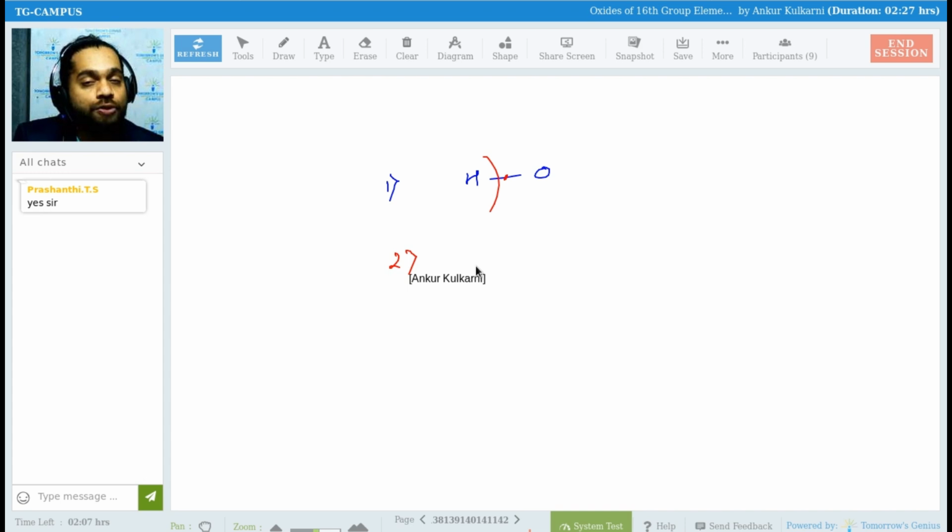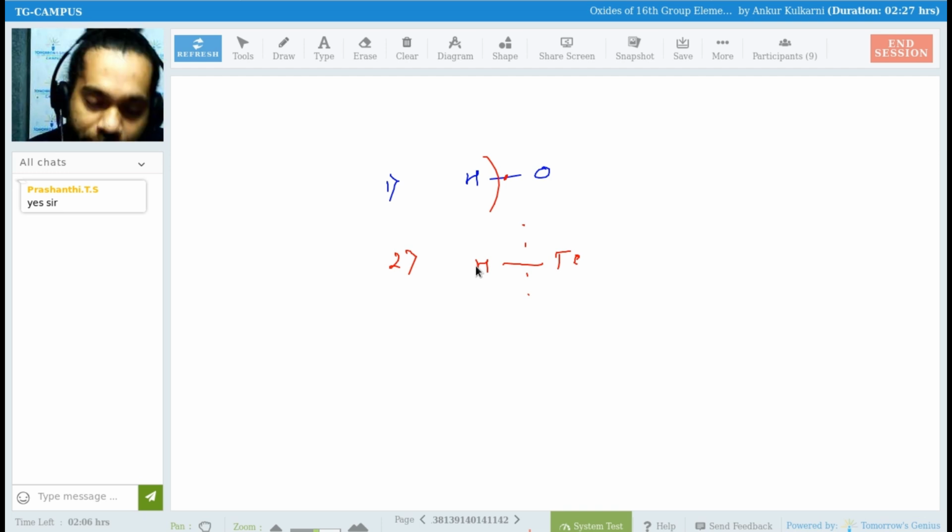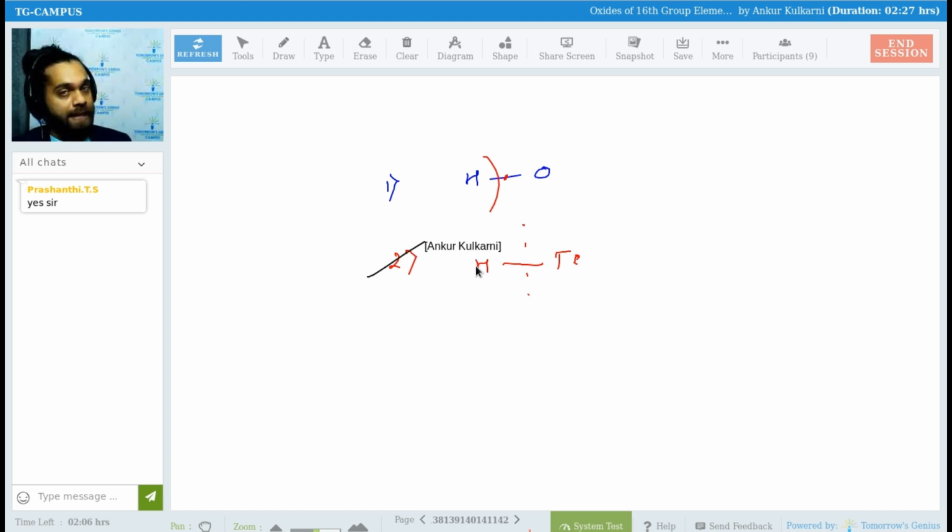Then Sindhuja has used the logic H and Te. The size of Te is larger. It cannot hold an H, so this will break easily. See which logic is correct. First of all, both of the logics are correct. But which answer is correct? That is what we want. Now the answer that is correct is B, that is HTe. Why? Sajna, why is this answer correct?